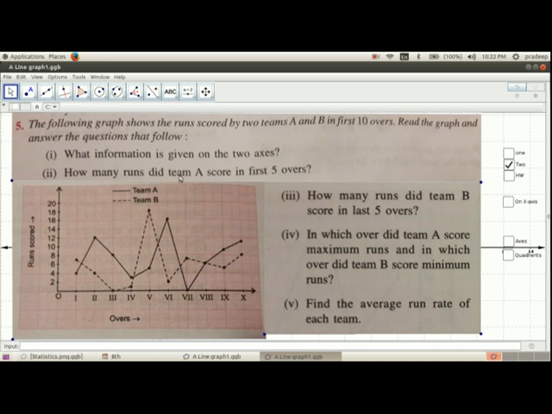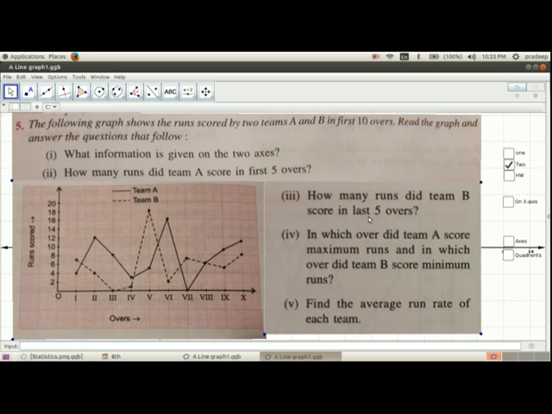Second question, how many runs did team A score in the first 5 overs? Here in the first over team A scored 4 runs. You can see that this is a point on the graph of team A and it is right above over number 1. Therefore in the first over they took 4 runs. In the second over they took 12 runs. The third over 8 runs. Fourth over 3 runs. Fifth over 5 runs. Therefore after adding all these runs taken in overs 1 to 5, we will get the sum of all the runs taken in the 5 overs.